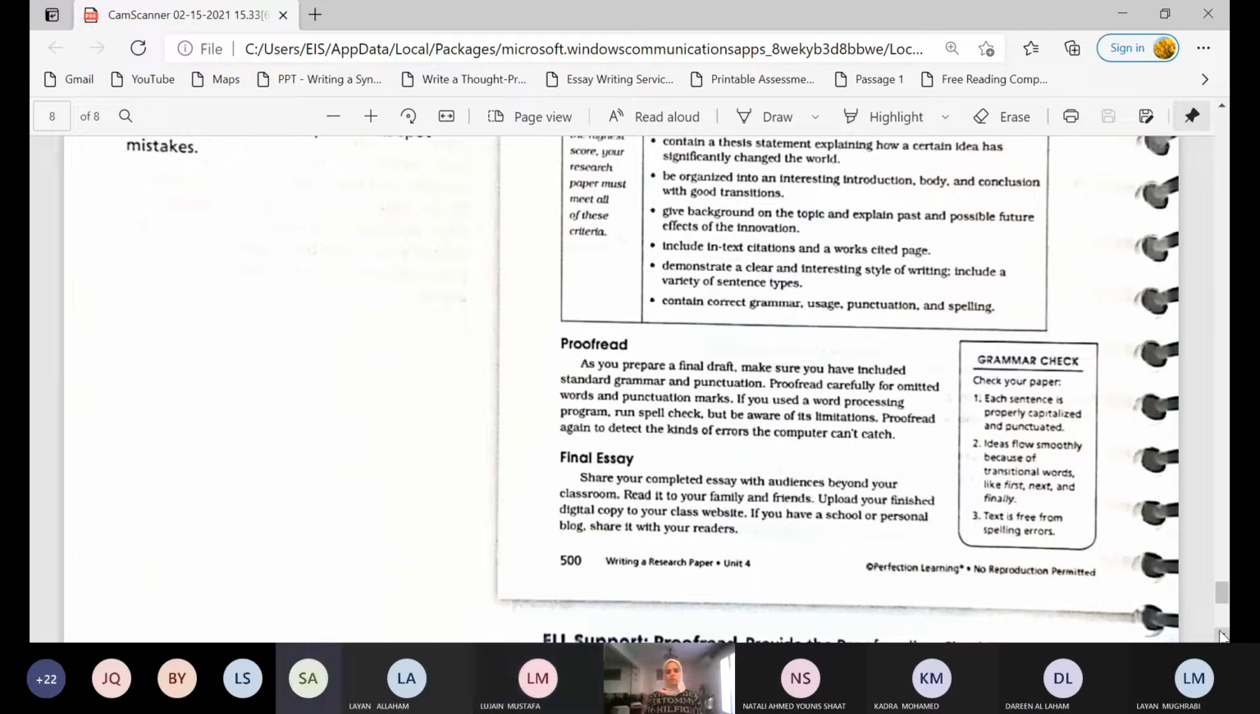The proofread. As you prepare a final draft, make sure you have included standard grammar and punctuation. Proofread carefully for omitted words and punctuation marks. If you use a word processing program, run spell check, but be aware of its limitations. Proofread again to detect the kinds of errors the computer cannot catch. So you can check your essay on Grammarly, for example, before you submit it.